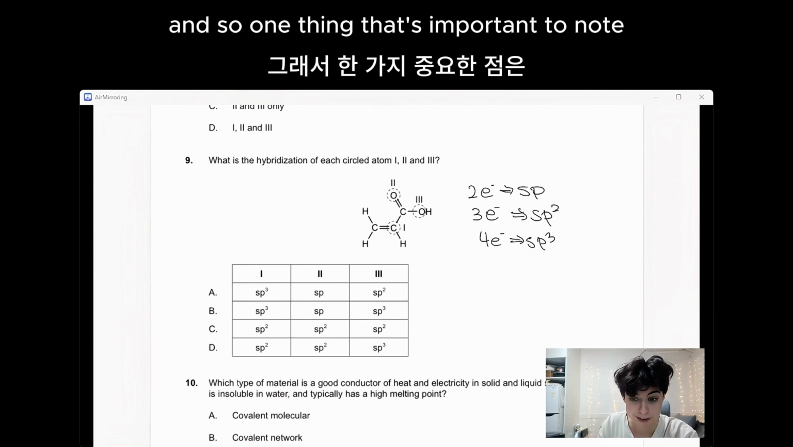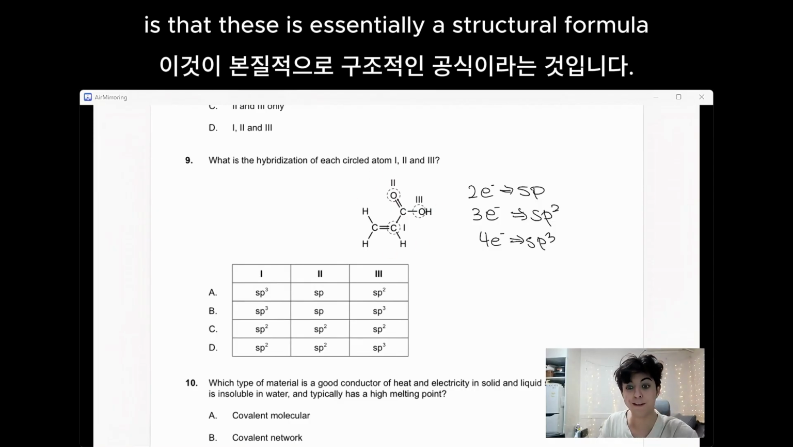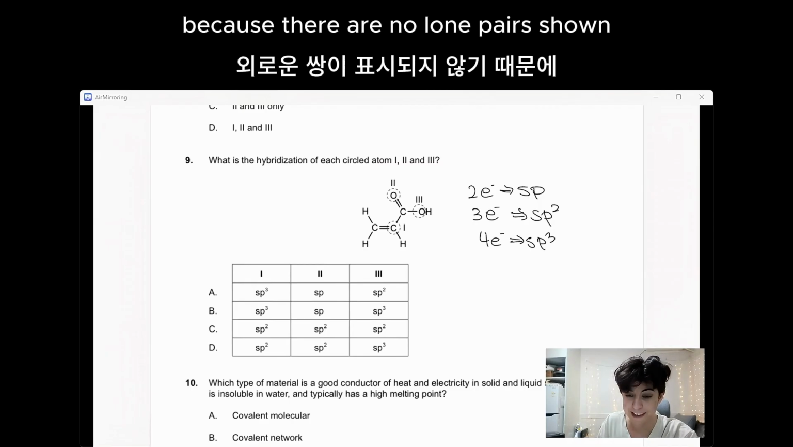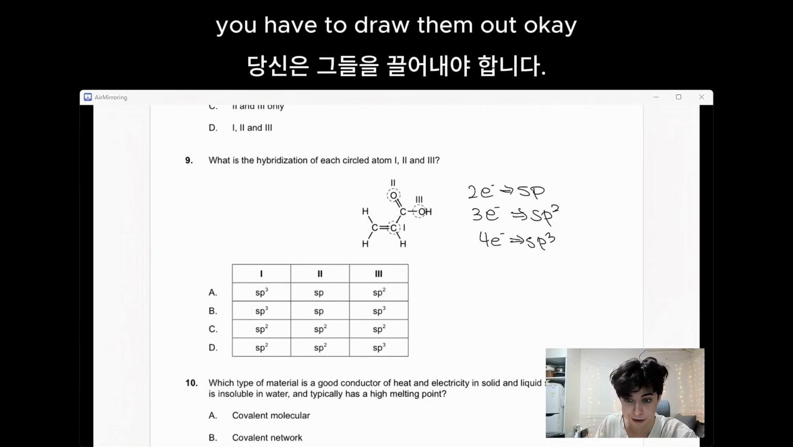Okay, and so one thing that's important to note, and that a lot of students fall for, is that this is essentially a structural formula. This is not a Lewis structure because there are no lone pairs shown. And that's the trick. They want you to not realize that there's lone pairs here, but there are. You have to draw them out.